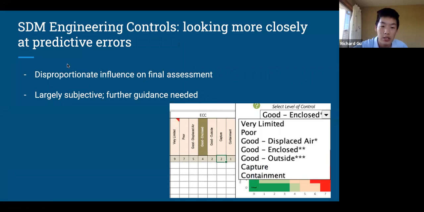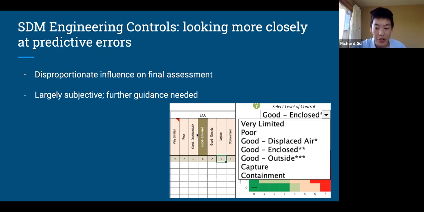But looking a little deeper into the cases where the SDM was inaccurate, we arrive at the engineering controls, which I described earlier as essentially an estimate of what steps have already been taken with regard to controlling the amount of airflow within the room. Here is a screenshot from the SDM tool, and we can see that based on which selection we made, from very limited to containment, we have a very wide range of eventual outputs.